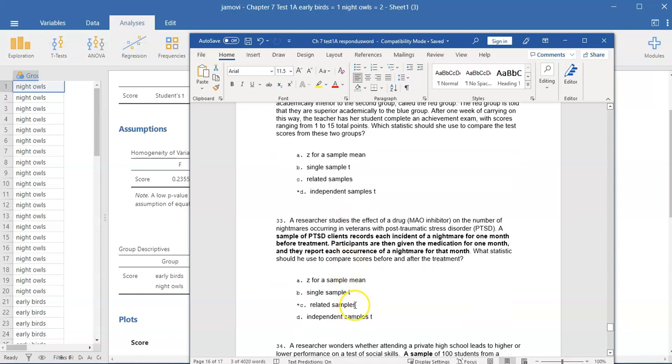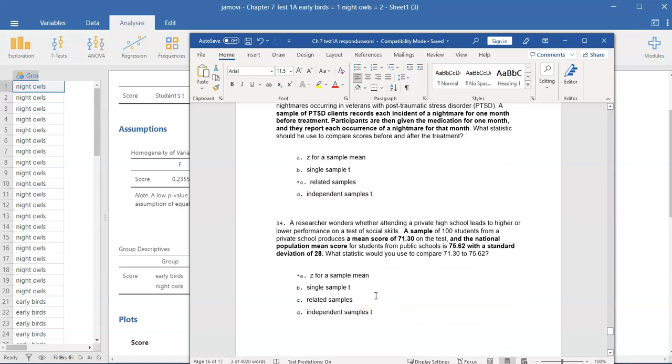This next situation is a related samples t-test. You're measuring the same group of people twice. So they record their number of nightmares for a month, then they take a treatment, and then they record it after they've had the treatment for a while. So that's the same people being measured twice. So that's a related samples t.